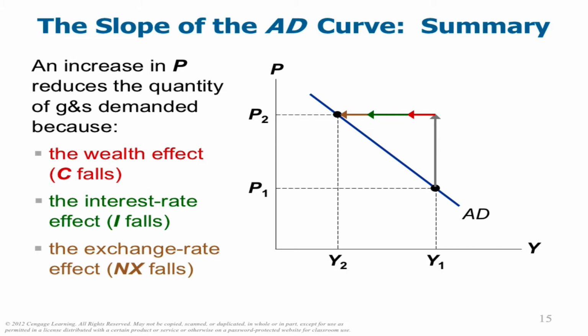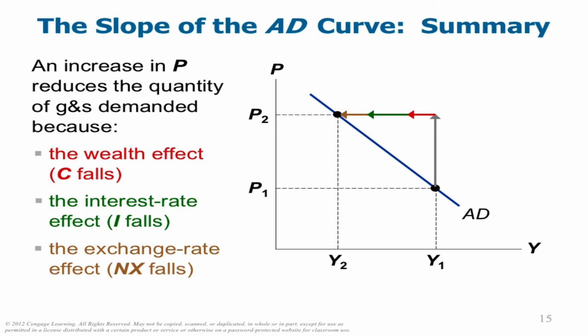All right. So, what they've shown you here with these colors, the red arrow, the decrease in consumption gets you there, then the decrease in investment gets you there, then the decrease in net exports gets you there. They're just showing you that it's a cumulative impact of the decrease in consumption, investment, and net exports together that causes the decrease in GDP as a result of an increase in price.